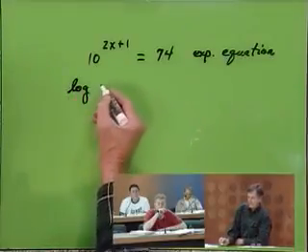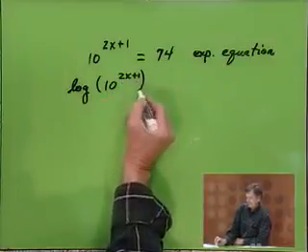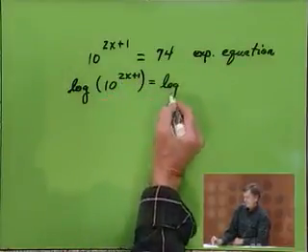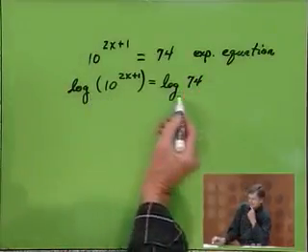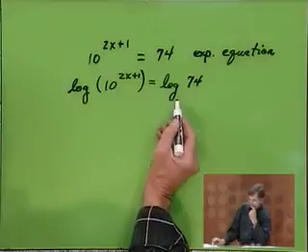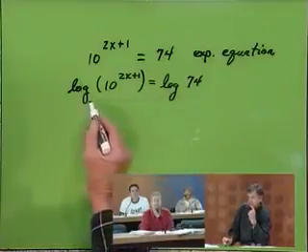So log base 10 of 10 to the 2x plus 1 equals the log base 10 of 74. Now, why am I not writing a subscript on these logarithms? Because if you don't write a subscript, it's just assumed that it's 10.